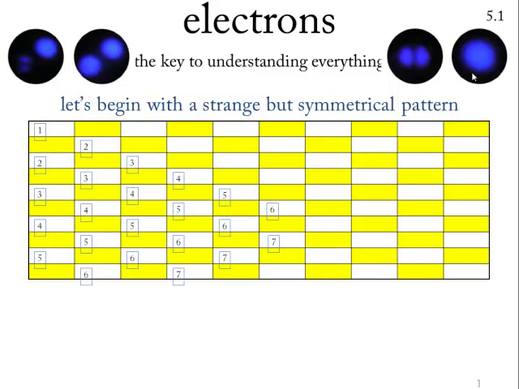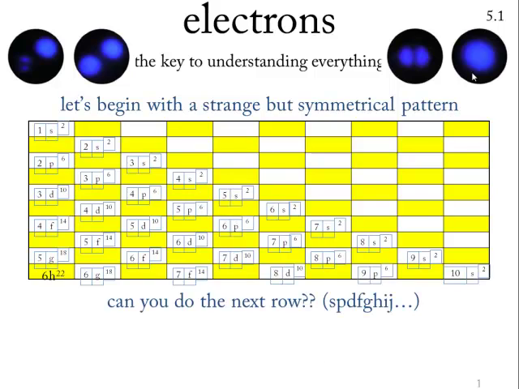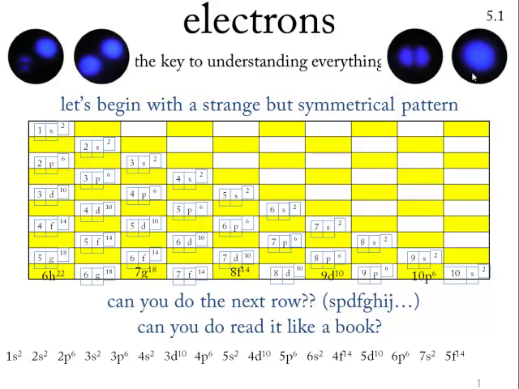Do you remember this? This was in Screencast 5.1 where we had you write down all those weird numbers, did the next row, nice, and then we found if you read this like a book, this is what you end up with. Check this out. Read it like a book. 1s2, 2s2, 2p6, 3s2, 3p6, 4s2, 3d10, 4p6, 5s2, and it can go on and on and on. As long as you draw something like this, you can do it.